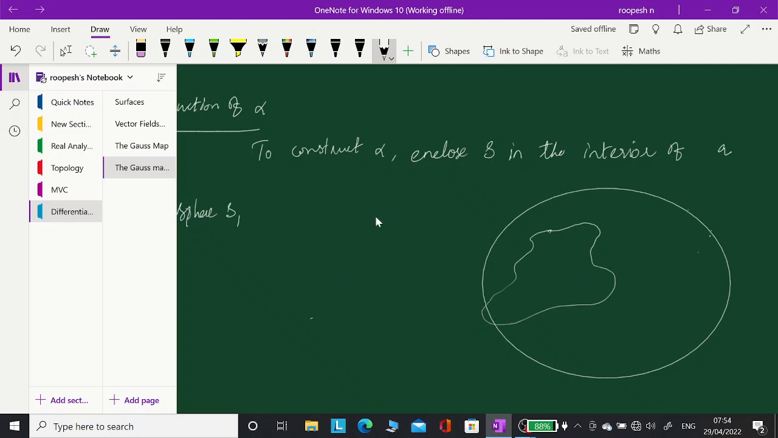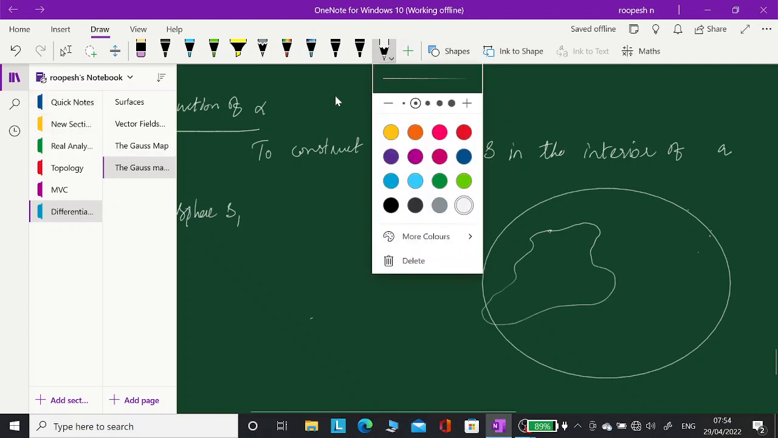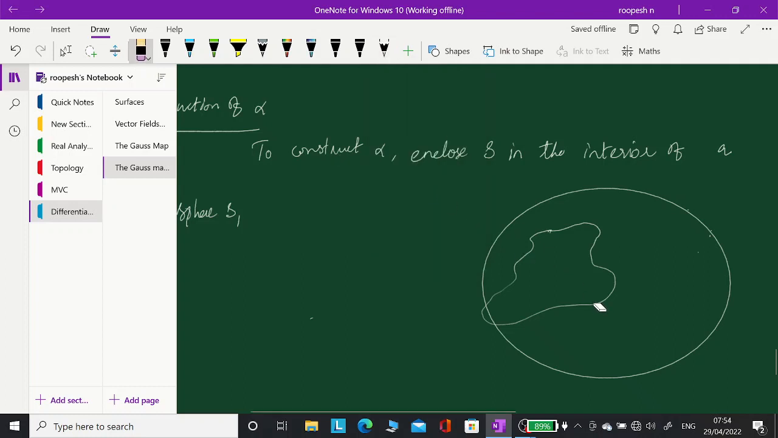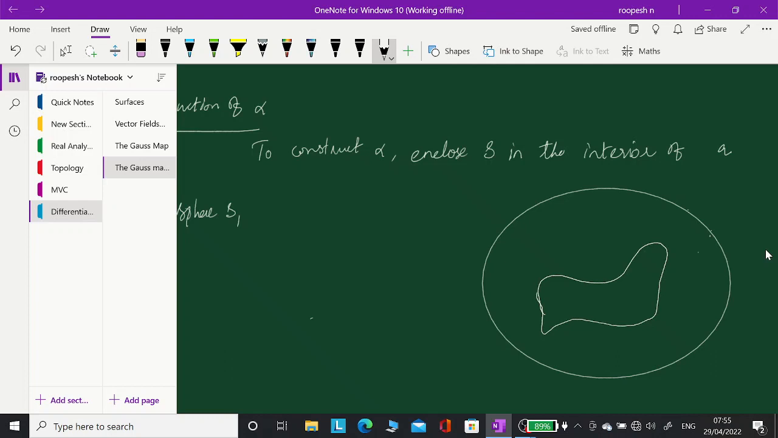see, my surface is not lying entirely inside. Let me take another surface. Okay, so that's better. So first of all I have taken a surface here, something like that, one surface I have considered. Now I'm taking 2 points here. This point is P and this point is Q. So this is my surface S and this is my circle S1.